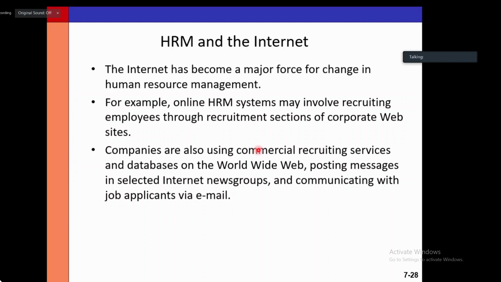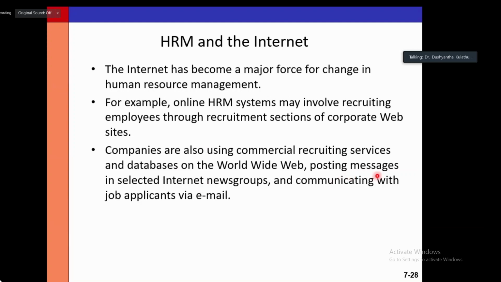Then posting messages in selected internet news groups. Now, news group is a term used to identify these virtual communities or discussion forums. And so, as I mentioned earlier, if there are certain virtual communities which are relevant for us, if we hire a programmer, we can identify virtual communities connecting programmers and then post messages or advertisements there, making our advertisements more effective.